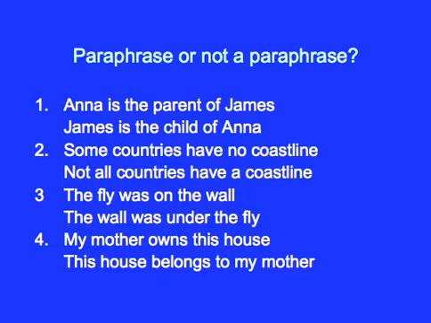Getting tricky here, especially with prepositions, because we can see different meanings or senses of the use of on and under. What about four? My mother owns this house. This house belongs to my mother. Yeah, there's a paraphrase. So in 1, 2, and 4, I think we can say that sentence 1 entails sentence 2, and therefore sentence 2 entails sentence 1. But number 3 there is kind of tricky.